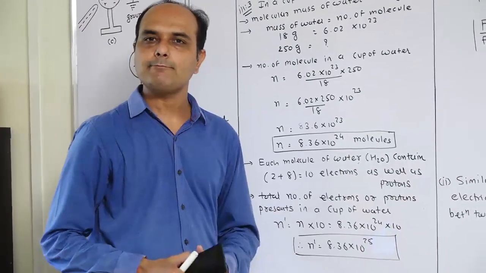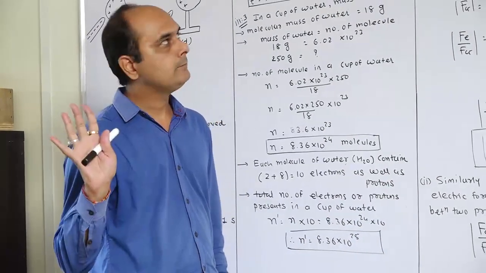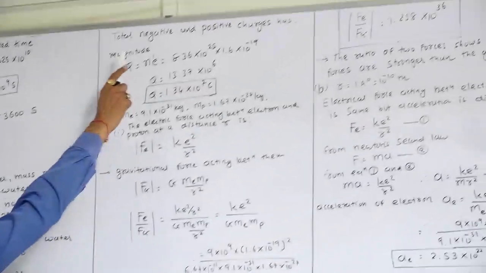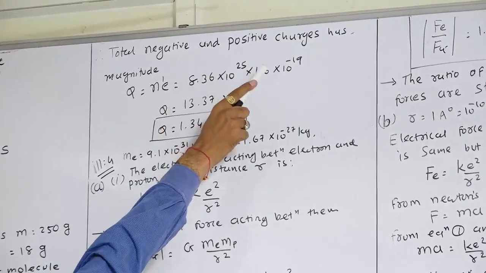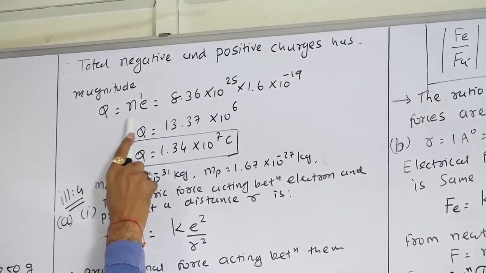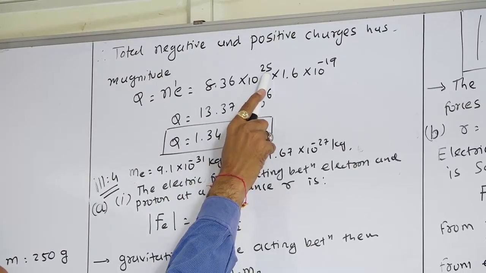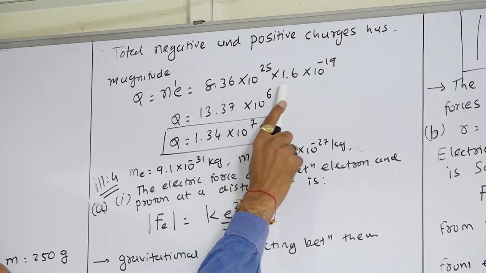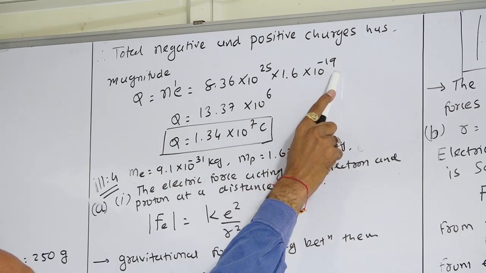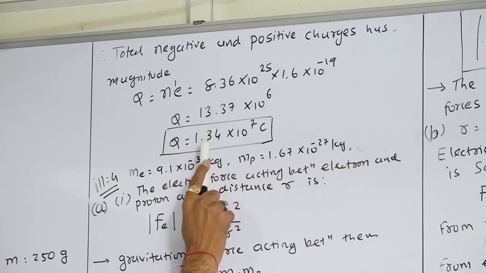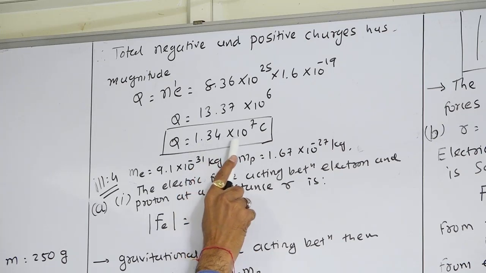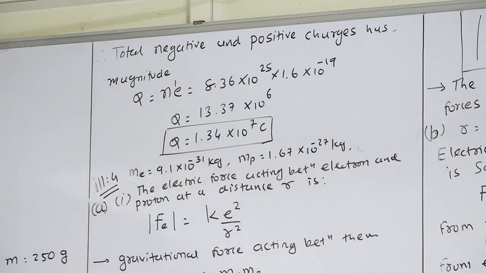Now which equation can be used? Q is equal to n e. So the number of total negative and positive charges has magnitude Q is equal to n dash e, where n dash is equal to 8.36 into 10 raised to 25. Charge on electron is equal to 1.6 into 10 raised to minus 19. By multiplying them, your answer will be 1.34 into 10 raised to 7 coulomb. See, this much amount of charge is contained in the cup of water.